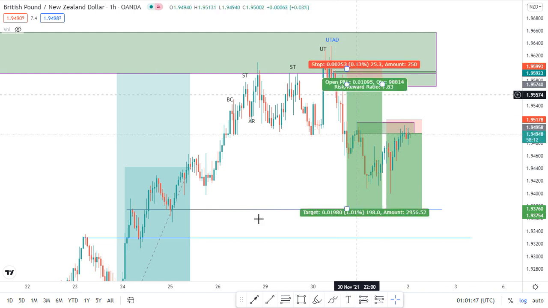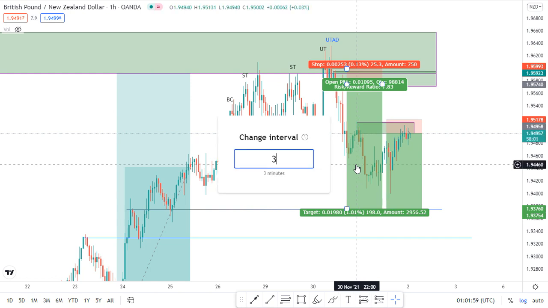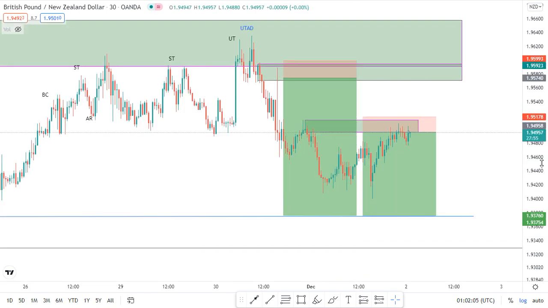So here now, I'm just looking for my TP. As you can see here, the market is playing on my refined order block. This is my refined order block for 30 minutes. If you go to 30 minutes, this one is my refined order block.